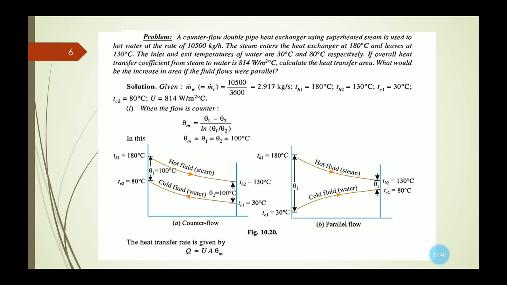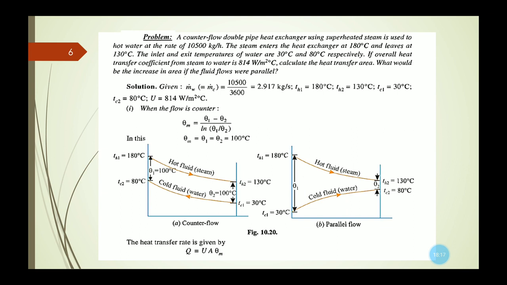So let us move to the next numerical. A counterflow double pipe heat exchanger using superheated steam is used to heat water at the rate of 10,500 kg per hour. The steam enters the heat exchanger at 180 degrees centigrade and leaves at 130 degrees centigrade. The inlet and exit temperatures of water are 30 degrees centigrade and 80 degrees centigrade respectively.